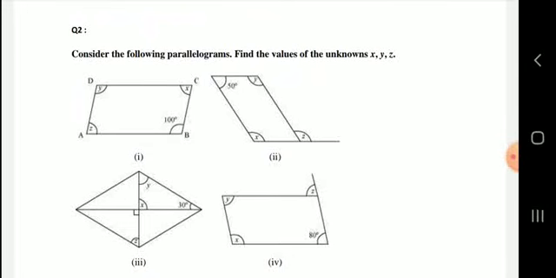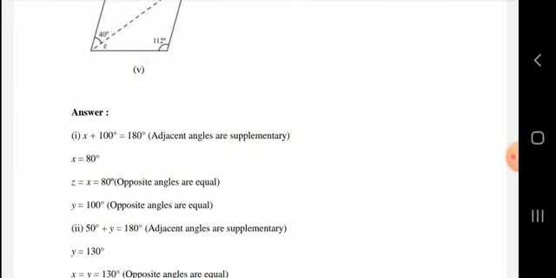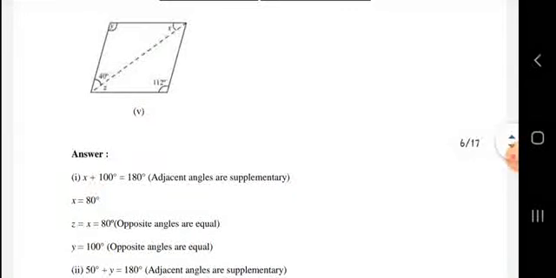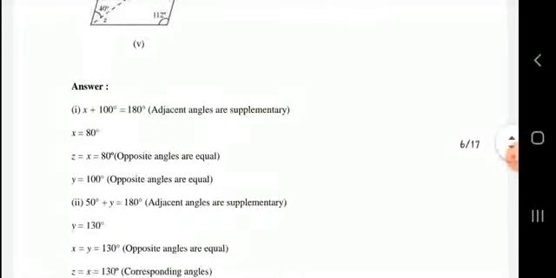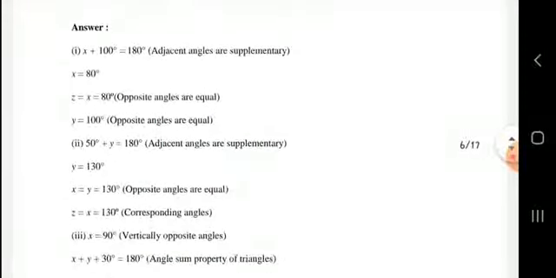Here let us consider the following parallelograms and find the values of the unknowns x, y and z. First question, in the first parallelogram x plus 100 is equal to 180. Therefore x is equal to 80, and y is equal to 100, because opposite angles are equal.